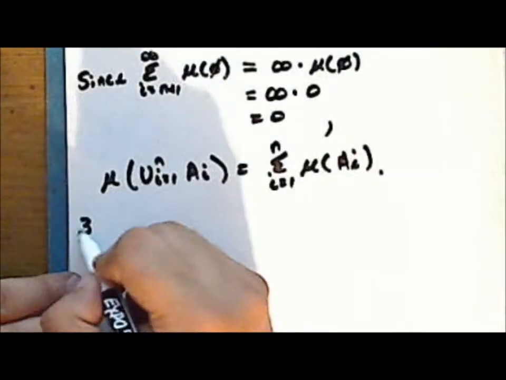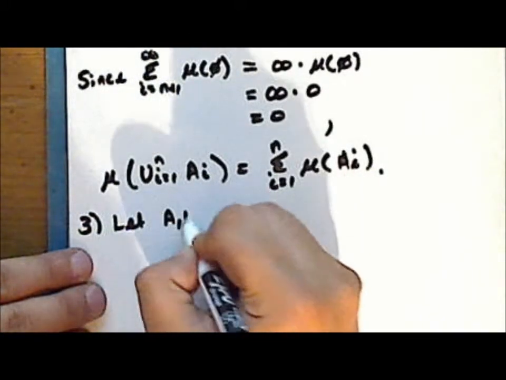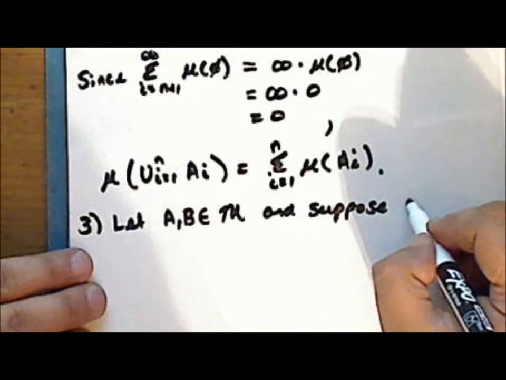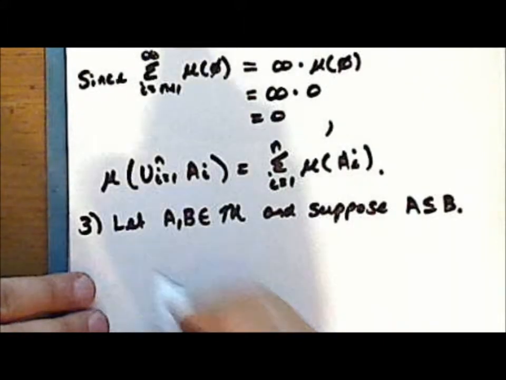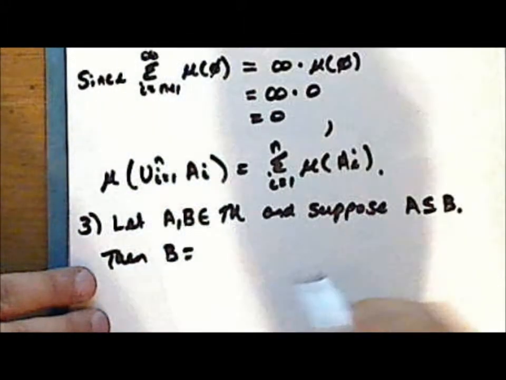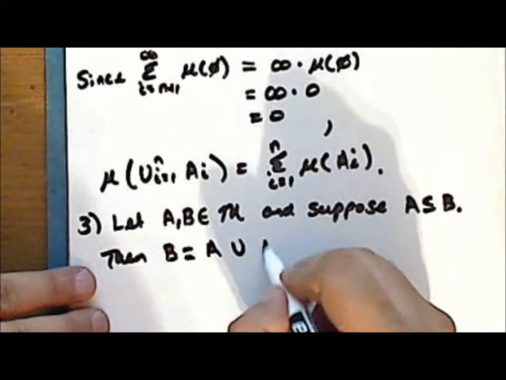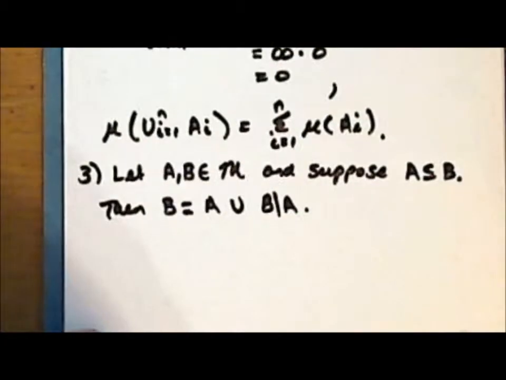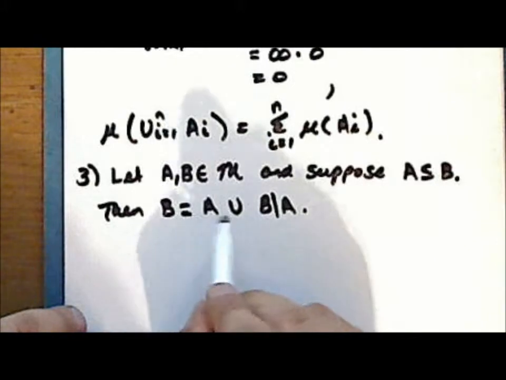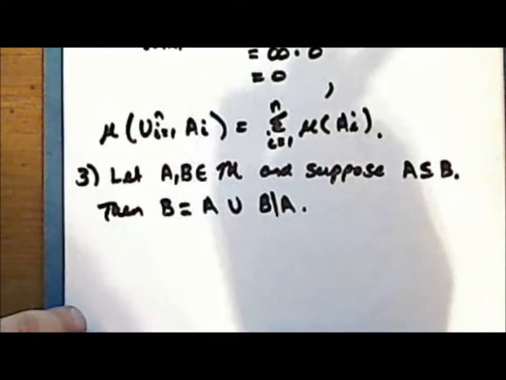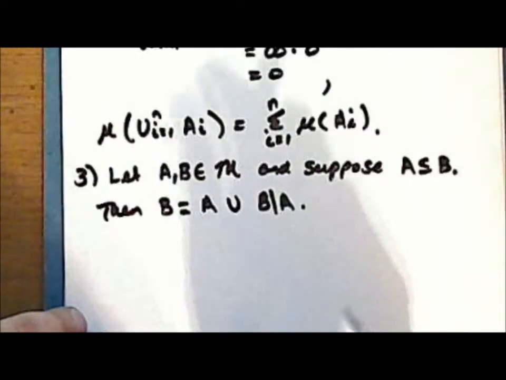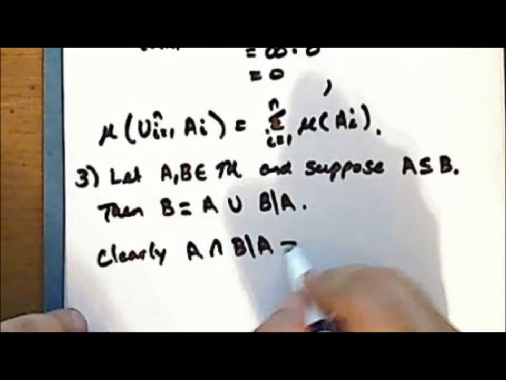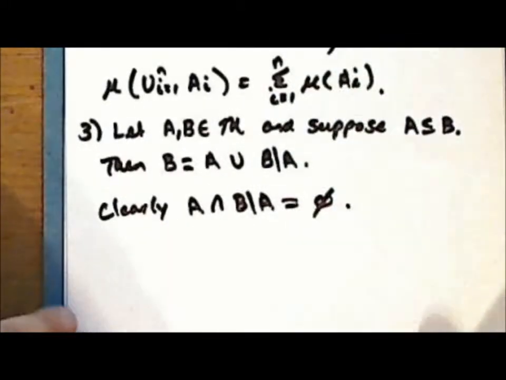All right? Third statement. Let A and B be measurable sets, and suppose that A is a subset of the set B. Then the set B can be expressed as the union of the set A with the complement of A in the set B. And to use the property of sigma additivity, we need to show that the sets A and its complement in B are disjoint sets, and that's very clearly true, as the intersection of A with its complement in a superset is empty, and so we can apply countable additivity.